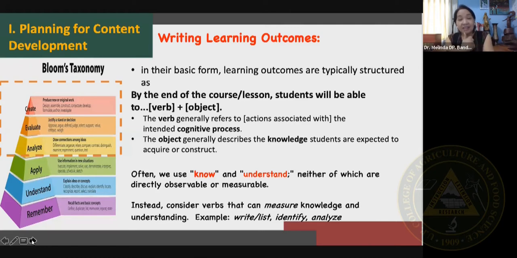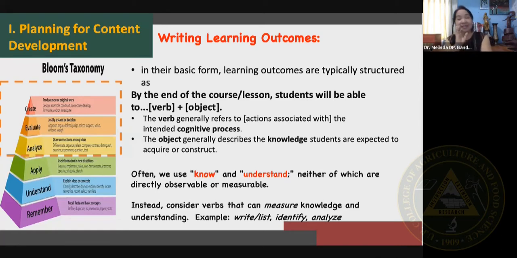So usually we write our learning outcomes as something like this. By the end of the lesson, students will be able to, and then ano yung gusto nilang, ano yung dapat nilang magawa, di ba? Dapat nilang magawa at paano nila gagawin. Di ba? So, the verb generally refers to actions associated with the intended cognitive process. So, halimbawa, kung nasa level ng knowledge, so dapat ito yung titingnan natin.